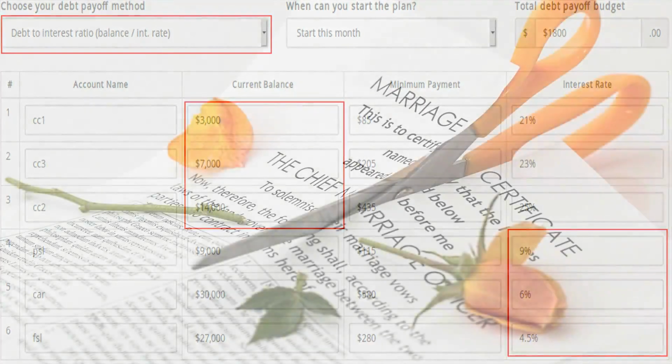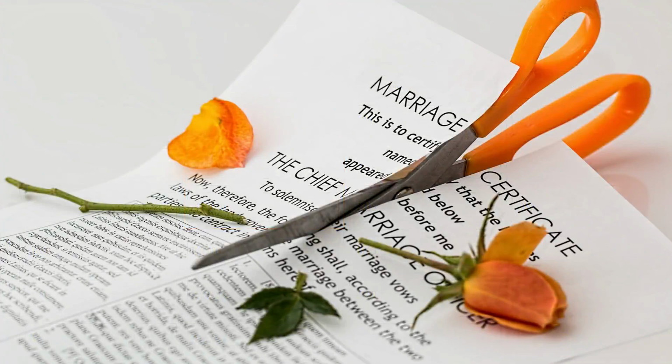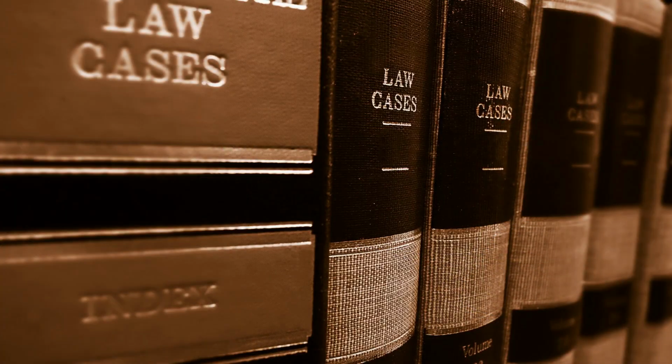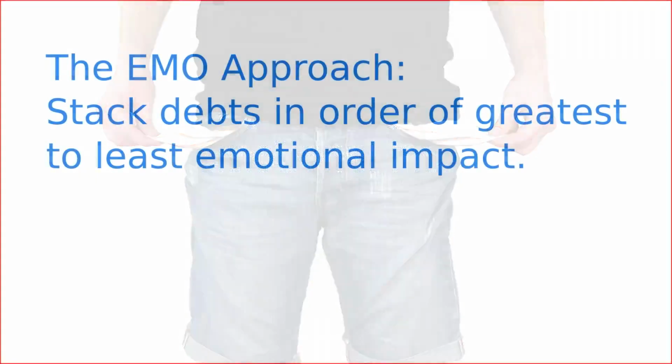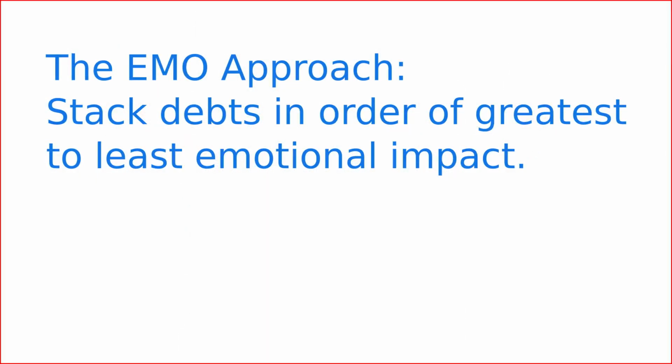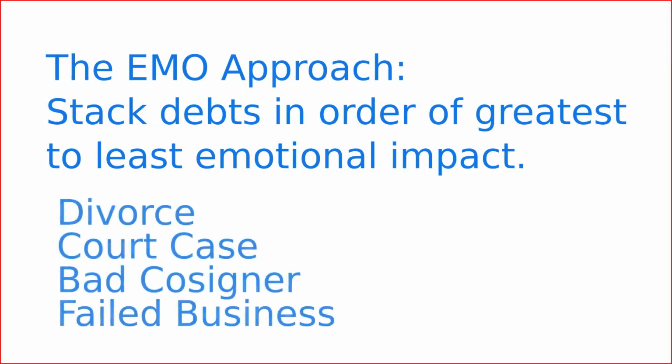Many people associate certain debts with unpleasant experiences, something like a divorce, a court case, a failed business venture, you co-signed a loan for the wrong person and got left holding the bag. Now, there's absolutely no reason that you can't rank your debts in descending order of emotional stress and then just start cascading the extra payments as you pay off each debt until you pay them all off.